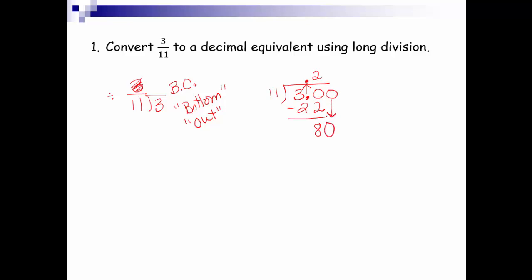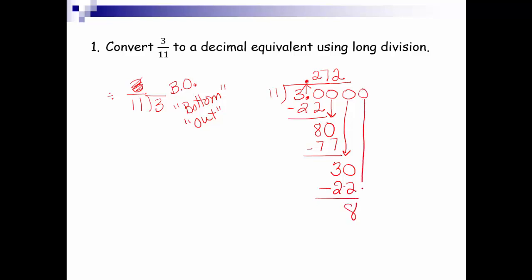Then we take another 0 placeholder and bring it down. How many times does 11 go into 80? 11 goes into 80 7 times. 7 times 11 is 77. 80 minus 77 has a remainder of 3. Again, we bring down a 0. How many times does 11 go into 30? Twice. 2 times 11 is 22. 30 minus 22 is 8.